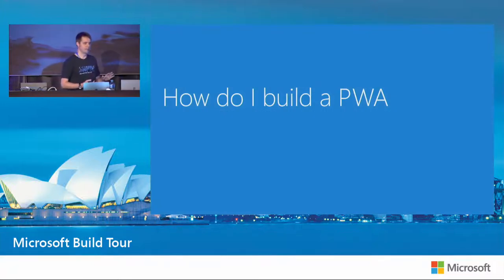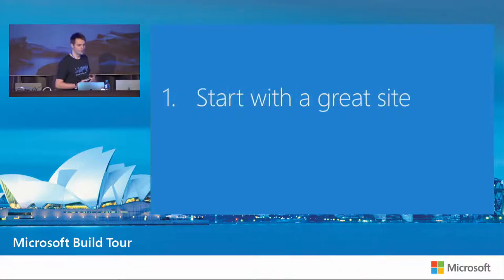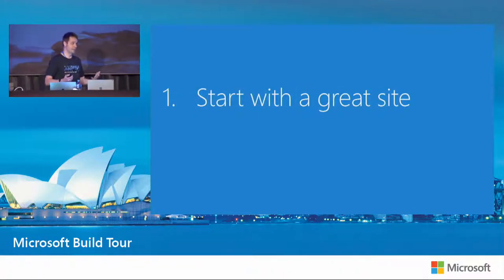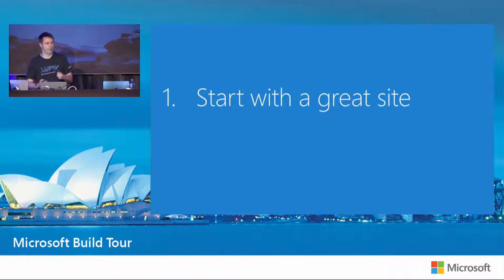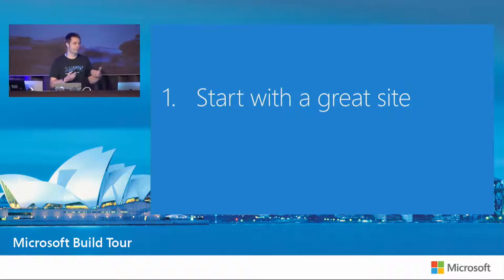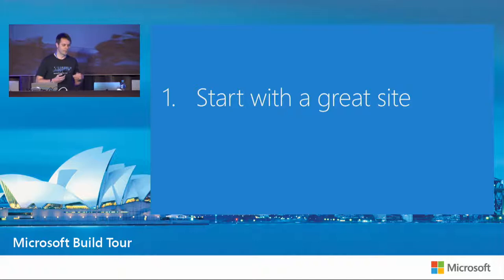So how do you get started? How do you actually get one of these built and up and running? Well, the very first thing you need is a great site, a great web app. Now, at Microsoft, we've started to experiment early on with all of our internal web apps and starting to try and figure out how we can convert them into progressive web apps and look at some advantages they would bring.